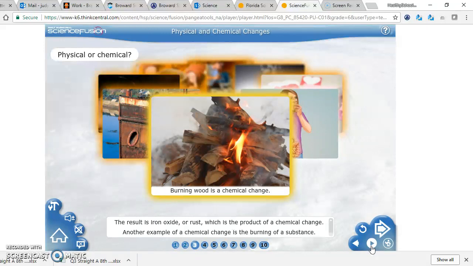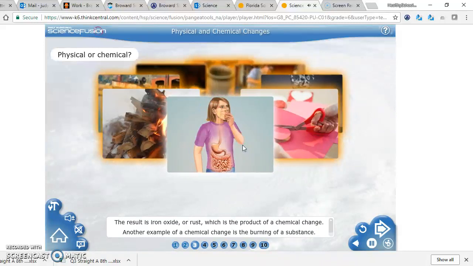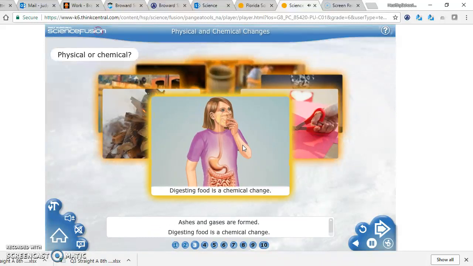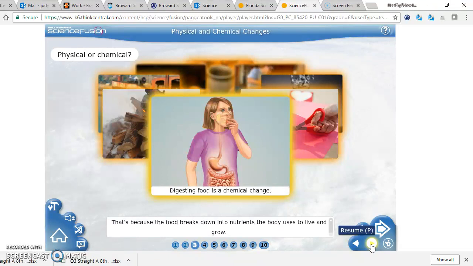Another example of a chemical change is the burning of a substance. Ashes and gases are formed. Another example of a chemical change is digesting of food. That's because the food breaks down into nutrients that the body uses to live and grow.